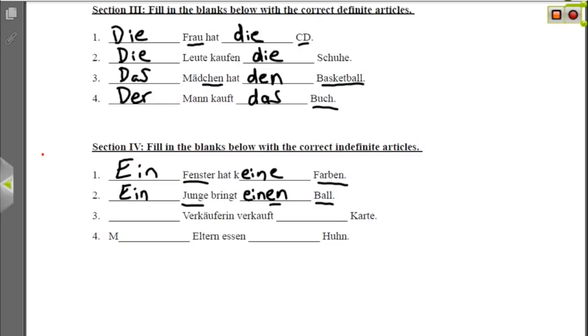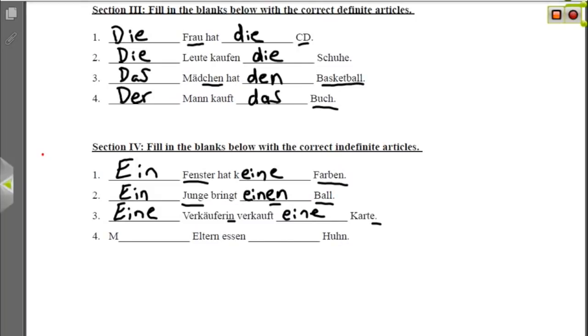Verkäuferin verkauft Karte. We have here Verkäuferin, which is a female salesperson. Verkauft, which is a form of verkaufen, which means to sell. Karte is ticket. So we want to say here, a salesperson sells a ticket. Verkäuferin ends in in, which indicates that it's a female salesperson, and therefore we use here eine. Eine Verkäuferin verkauft. And again here, Karte is a feminine noun, and so we say eine. Eine Verkäuferin verkauft eine Karte. A salesperson sells a ticket.